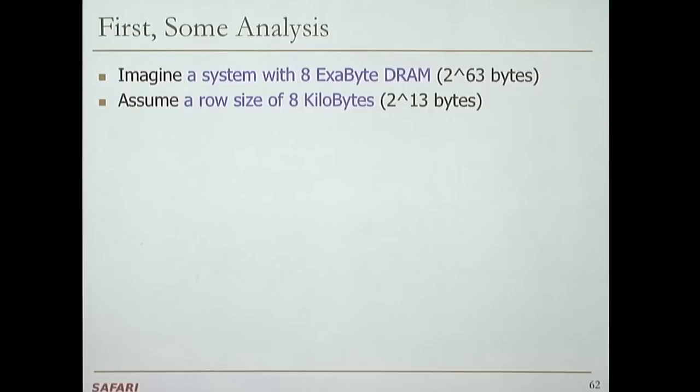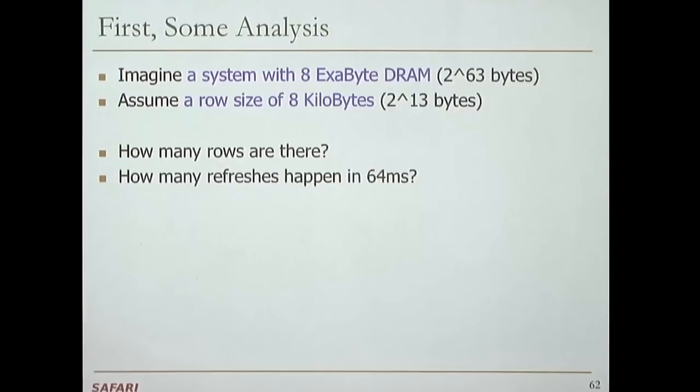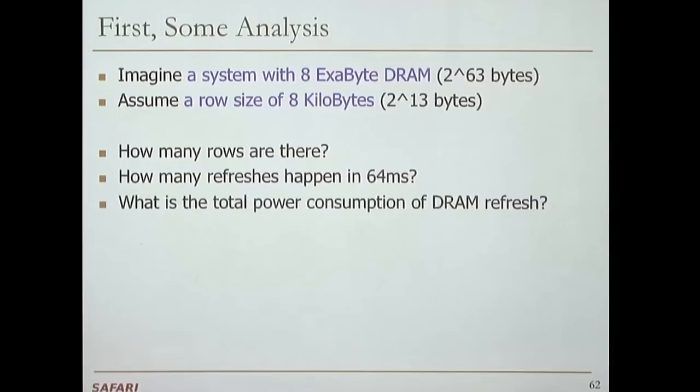And imagine a row size. Well, assume a row size that is 8 kilobytes. That's 2 to the 13 bytes. I made life easy. How many rows are there? 2 to the 50. That's a no-brainer, right? How many refreshes happen in 64 milliseconds? 2 to the 50, right? You need to refresh 2 to the 50 rows every 64 milliseconds, because that's the specification.